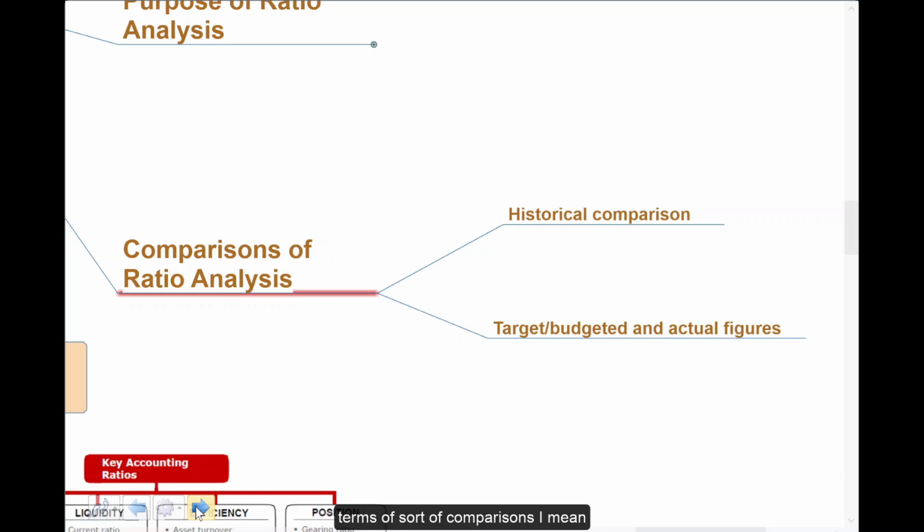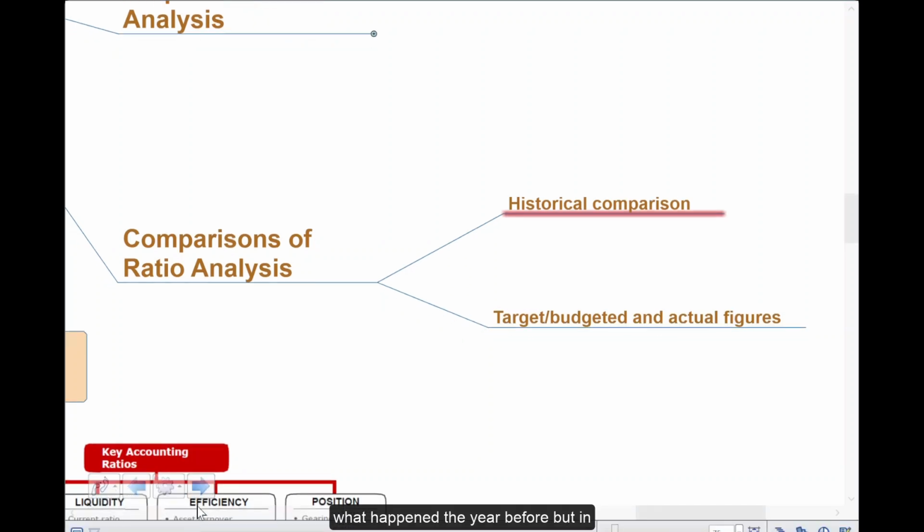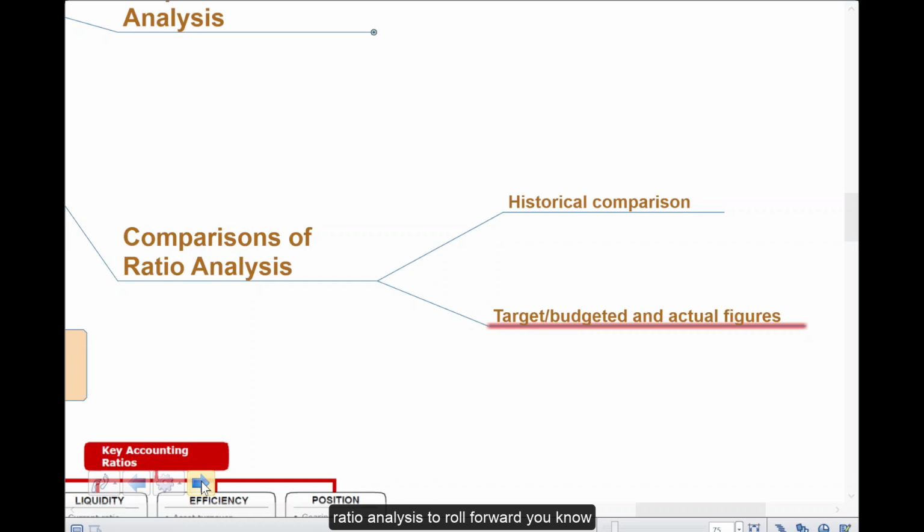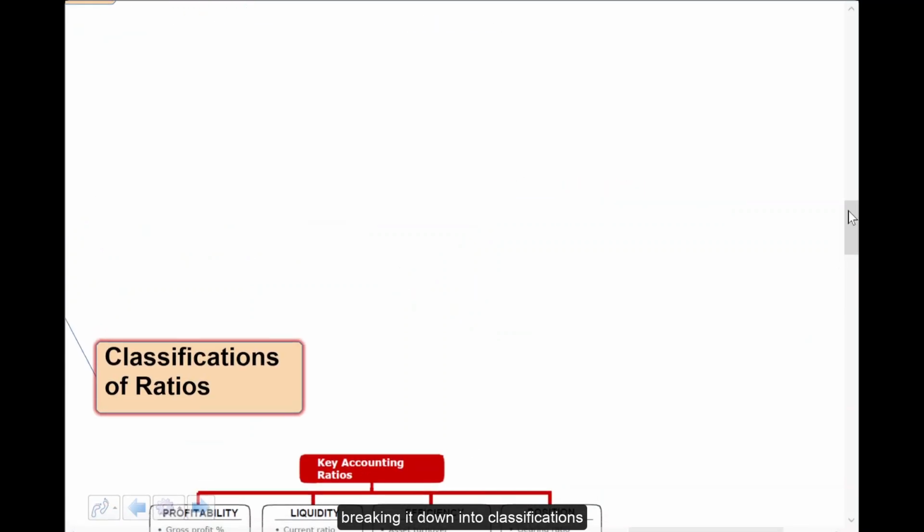In terms of the sort of comparisons, clearly with ratio analysis, in the main, we're looking at historical comparisons because we're looking at published financial statements or published financial accounts. We're looking at what happened last year compared to, let's say, what happened the year before. But in addition to that, obviously, we can use ratio analysis to roll forward. We can compare, for example, budgeted figures with actual figures and decipher a difference between the two and investigate that further. Okay?